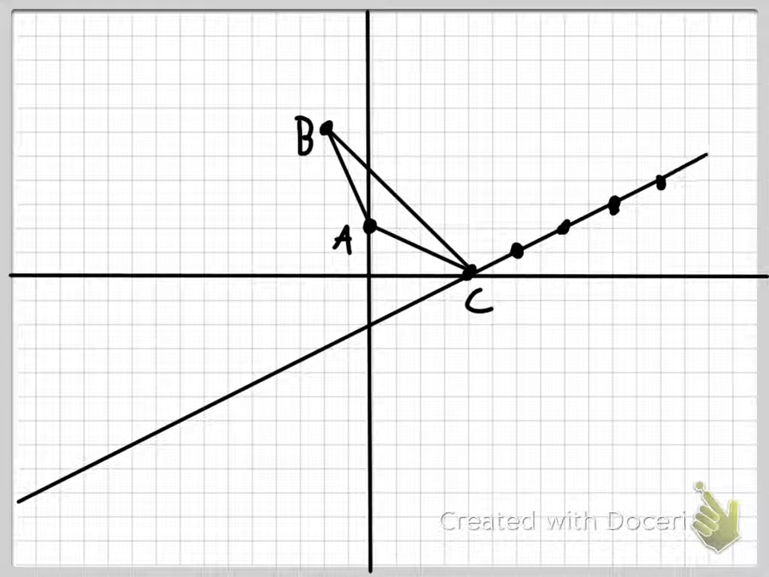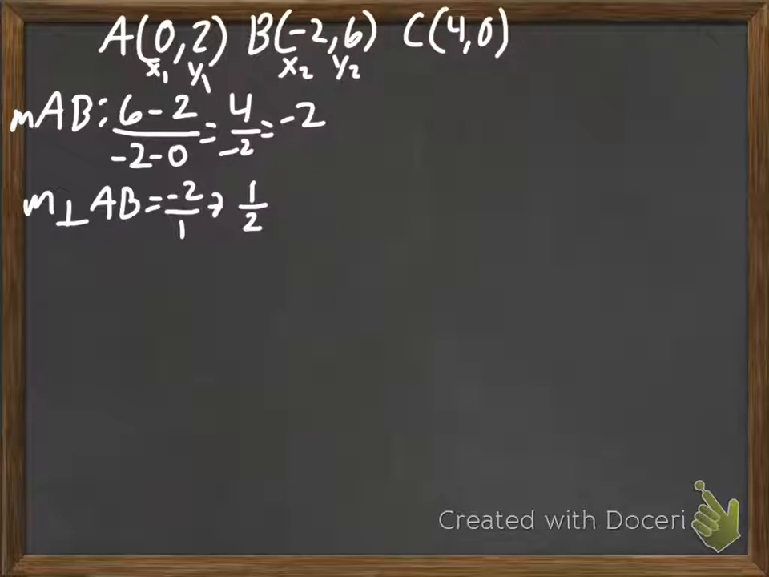And sometimes, as you see here, it does not actually go through the triangle. Sometimes your orthocenter will meet outside the triangle. So now we're going to find the slope from B to C.